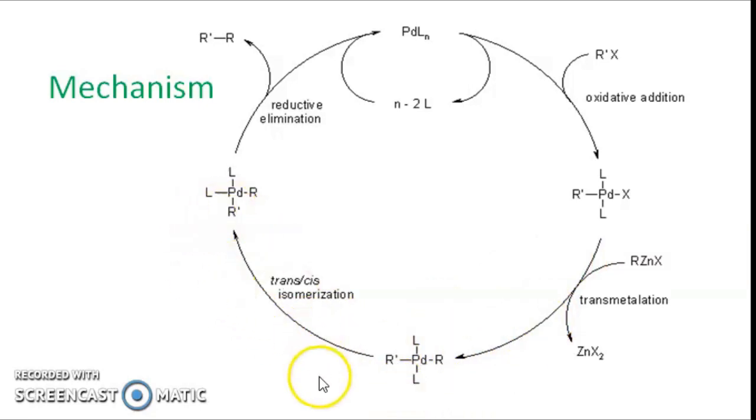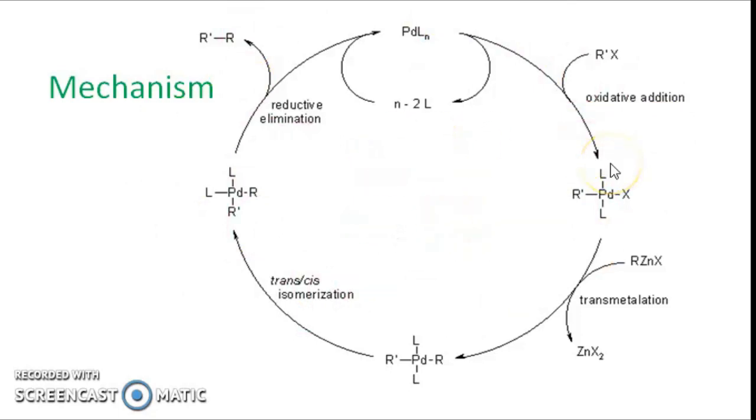And then during the isomerization step, there is a rearrangement. The alkyl groups and the ligands are rearranged on the palladium, and then it is followed by reductive elimination, wherein the C-C bond is formed. The two alkyl fragments come together, and the palladium catalyst is regenerated. Palladium is converted from +2 to the palladium 0 oxidation state. The catalyst is regenerated. So this is the catalytic loop for Negishi coupling.